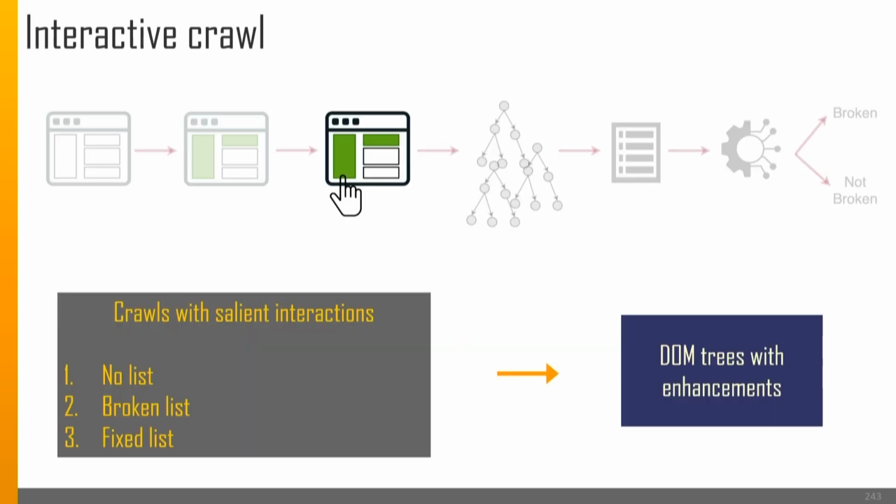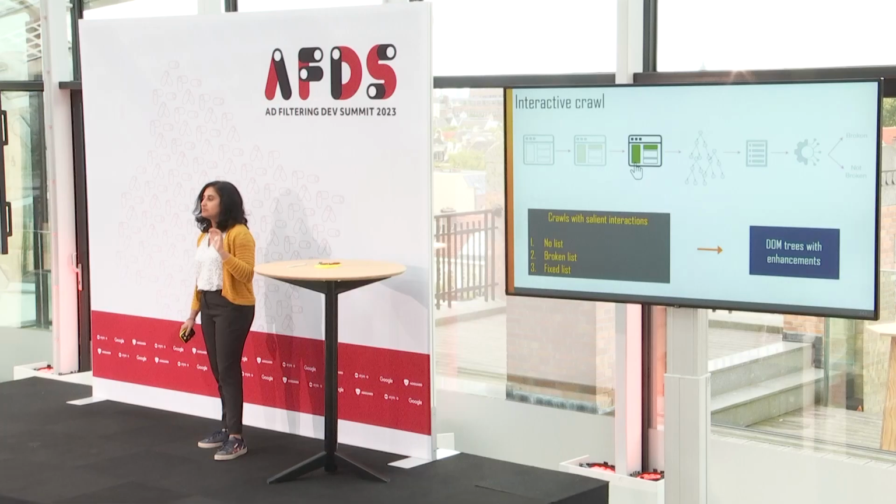So once we have the salient blocks, we run crawls of different web pages. So what we do is we run 3 crawls per web page, 1 with no filter list applied, and then 2 with the broken version of the filter list and the fixed version of the filter list. And then these crawls have an interactive element associated with them, where the crawls actually are provided with which blocks are salient, and they perform some interactions. Right now, they're basic interactions, like if it's a video, play the video, and so on. But this can be expanded to take more complicated interactions into account.